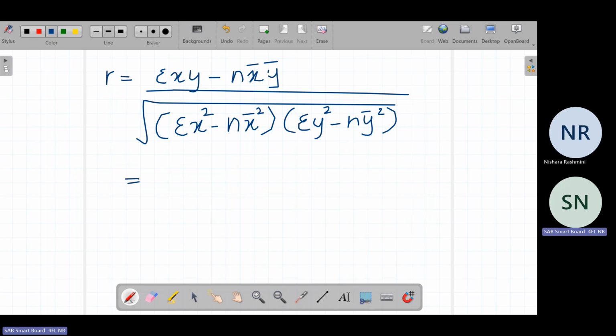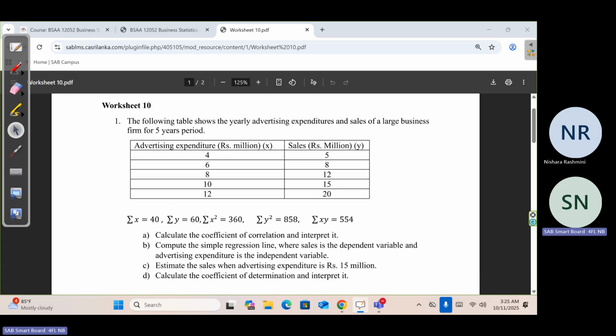Okay. Then here, what is the first term? Sigma xy. It means total. Sigma means summation value. Then here you need to take the multiplication of x and y, then take the sum, each one. Then we take 4 into 5, 6 into 8, 8 into 12. This is the way you can multiply it. Then you take the summation. Then I will give the sigma xy value. What is it? 554. Understood?